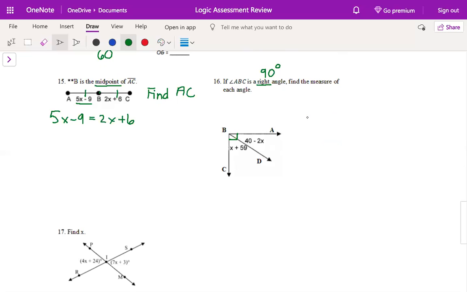So to set this up, we're just going to add these guys together. 40 minus 2x plus x plus 59 has to equal 90 degrees, the whole thing. And I will let you go ahead and calculate what x is. Same idea as the previous examples. Once you have x, you can substitute it into here to get the measure of this angle, and then you can also substitute it into here to get the measure of this angle.